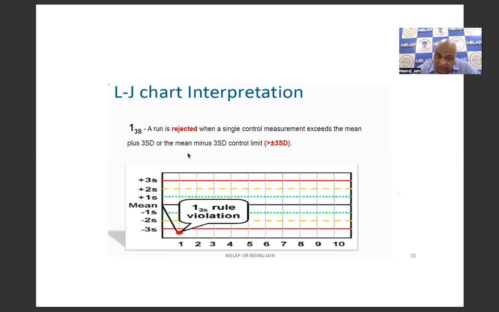You stop your test, carry out root cause analysis. After that, you run control after appropriate action. And when this control result is within acceptable limit, you run the test. In the calculation of your monthly mean and SD, don't use this rejected value. Use only values which you accept. This 1-3S rule is only guiding you that there is significant variation. If you use this value, it will widen your standard deviation. Next month, you may accept some value which should have been rejected.